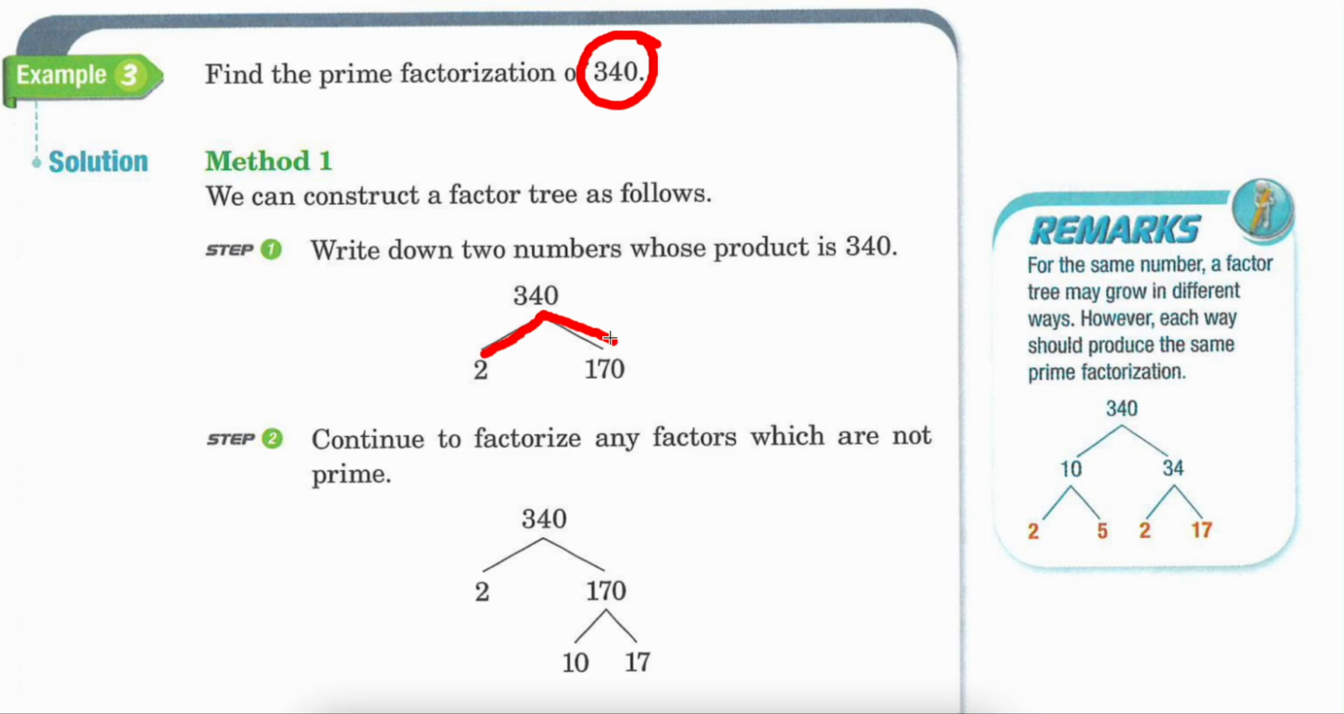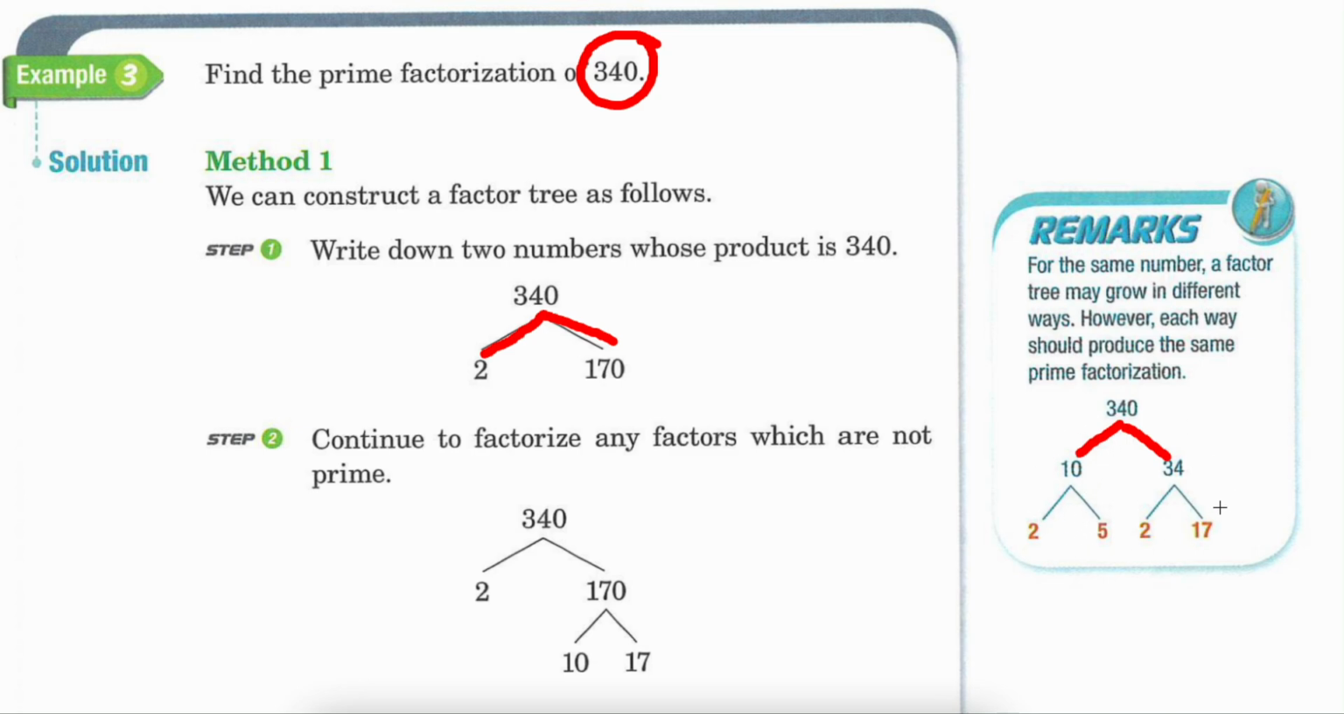Now remember, just like with your number bonds, you can choose whatever numbers you want, and there are no right or wrong answers, because at the end you're still going to get to the same answer. So if you decided, wow, 340 is a really big number, but I do know it ends with an even number and I want to start with 2, then you can break it down into 2 and 170, which is half of 340. Or you can look at 340 and say, hey, I know it's a multiple of 10, so 10 has to go into 340. I'm going to break it down into 10 and 34. Either way, you're still going to get to the same answer.